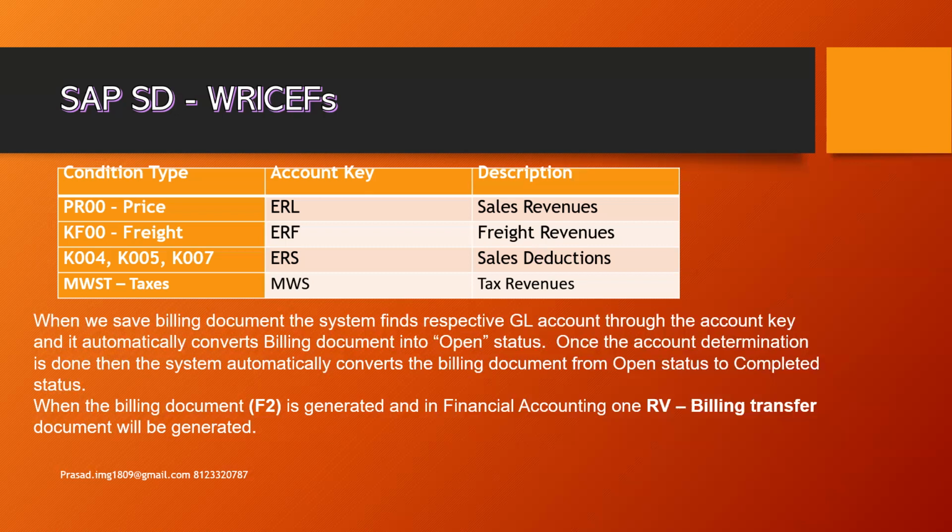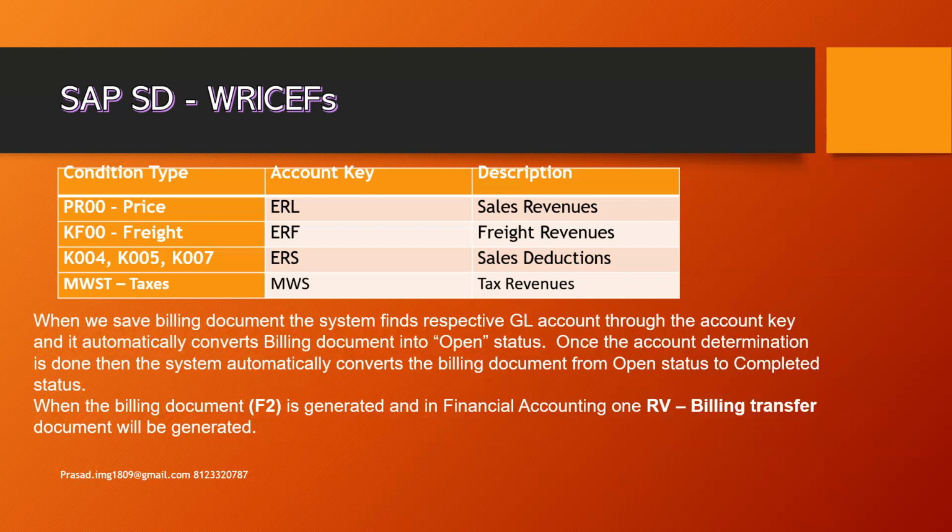And MWST is the tax revenues, where the output taxes will be collected from the customer, as we all see nowadays. MW is the account key associated with the tax revenues GL account. So that will be posted to the tax revenues GL account. This is the actual procedure: when each and every billing document is created, whatever condition types we have used, copied from the sales order to the billing document, the respective condition type will have the respective account key, and then that will be posted to the respective GL accounts.